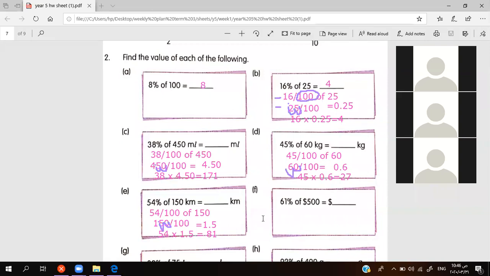Okay. So here it is 61 over 100 of 500. So I will do 500 divided by 100, which is going to give me 5. This 5 is only one part, and I want 61, not 1. So 61 times 5 is going to give me 305.